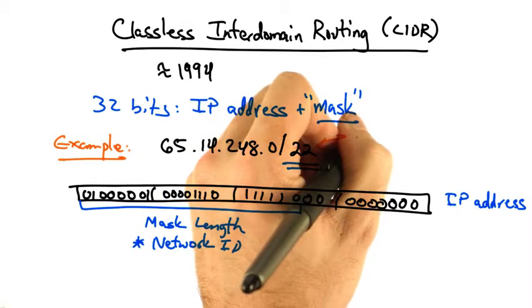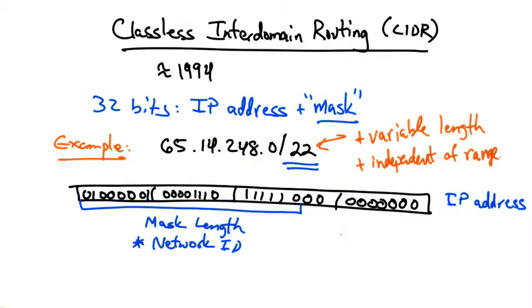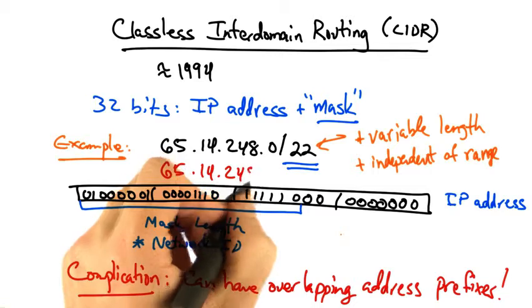Now the key is that this mask can be variable length, and the mask length no longer depends on the range of IP addresses that are being used. This allows those allocating IP address ranges to both allocate a range that's more fitting to the size of the network and also not have to be constrained about how big the network ID should be depending on where in the IP address space the prefix is being allocated from.